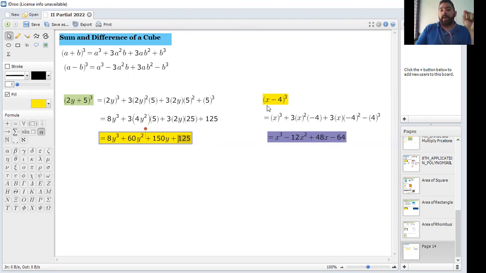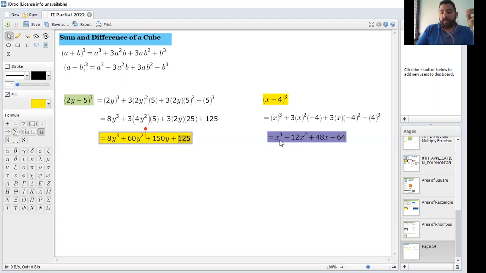Now in the second one, we have x minus 4 raised to the cube. So we are going to apply the difference of a cube. And we have a and b. X is a and b is 4. So we apply it here.